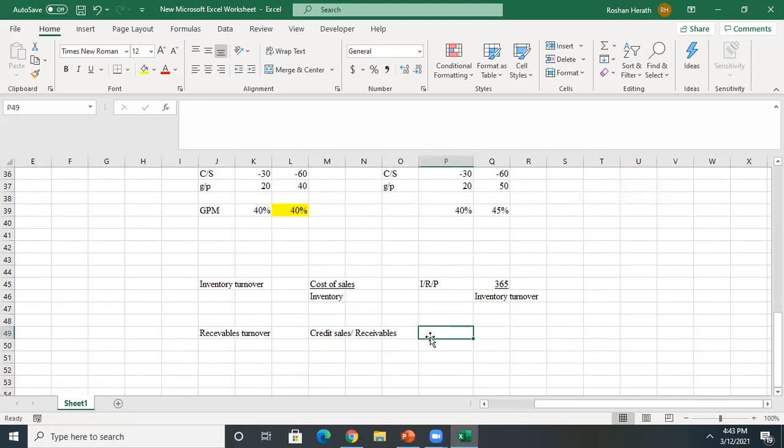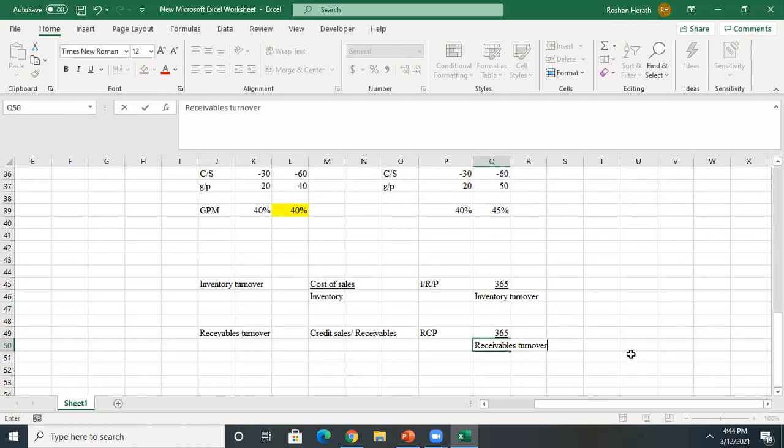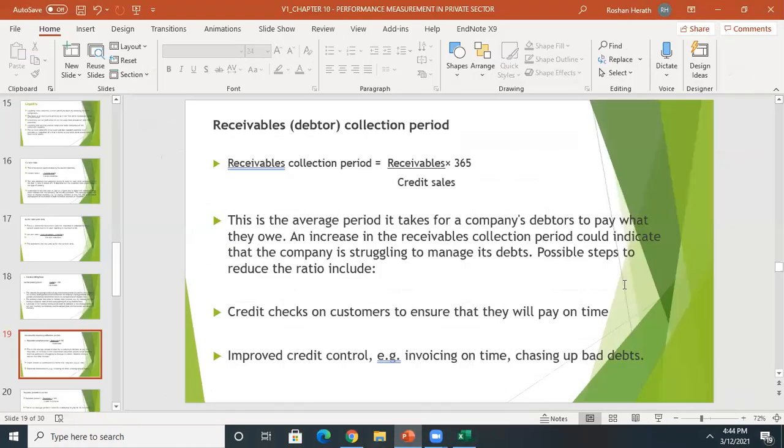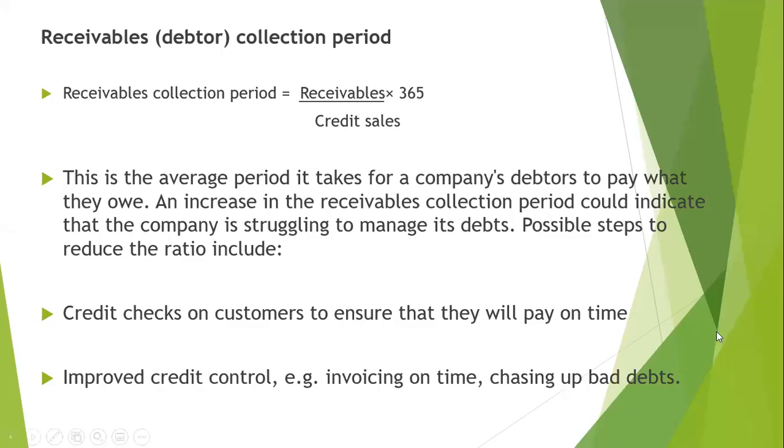So in order to take the receivables collection period, you can take 365 divided by the receivables turnover. So this is it. This is the average period it takes for a company's debtors to pay what they owe. So to settle the outstanding, generally, what is the time period that these debtors are taking?